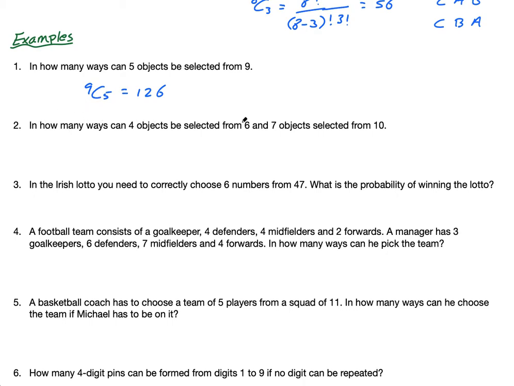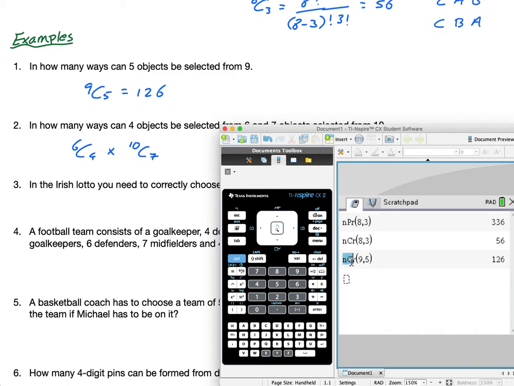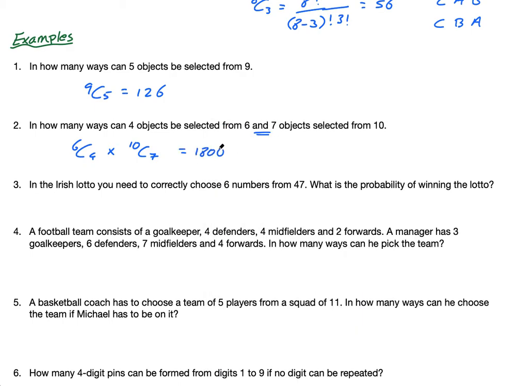In how many ways can 4 objects be selected from 6 and 7 objects be selected from 10? Okay, so 4 from 6, that's my 6 choose 4. And, where's my and word? What do we do with and? Multiply. 7 from 10, so that's 10 choose 7. I'm going to copy this to make it easier for me. 6 choose 4 multiply by 10 choose 7. 1,800 exactly. Nice. 1,800.